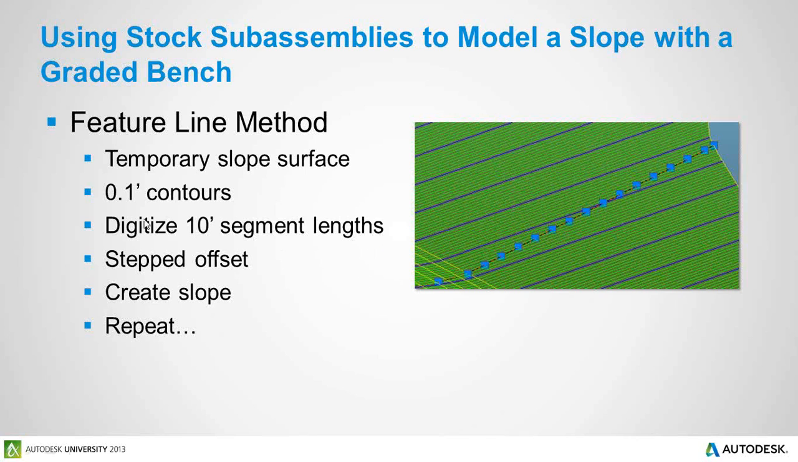Once we got that digitized all the way around the perimeter, we used the step offset commands to create the ditch and the outer edge of the bench, and then we were able to use the slope commands, the grading commands, to create a slope down to existing.